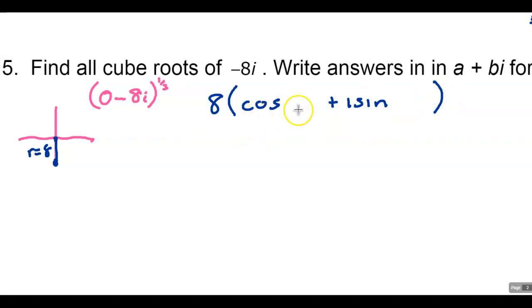And we have the cosine and the sine. Well, what angle is this, right? Well, what angle all the way around? Well, that's just 270. Or if you like 3 pi over 2, you can do that as well. Let's do degrees this time.